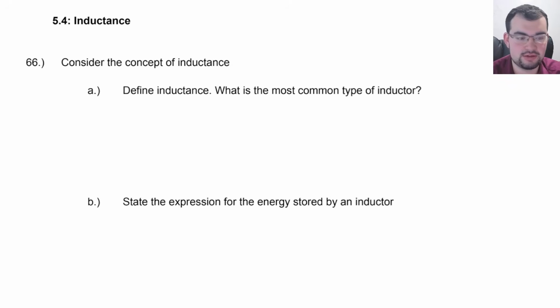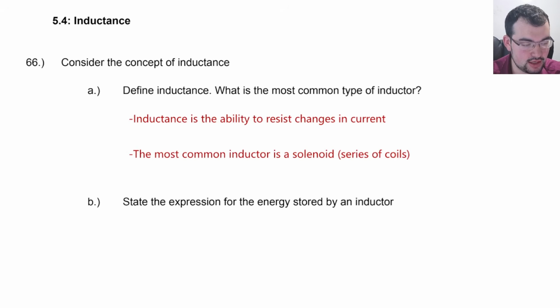So to begin, we're just going to define an inductor. A capacitor is a component that stores energy in its electric field between plates. Inductors store energy in the magnetic field of a coil. So what do inductors do? Inductors resist changes in current.